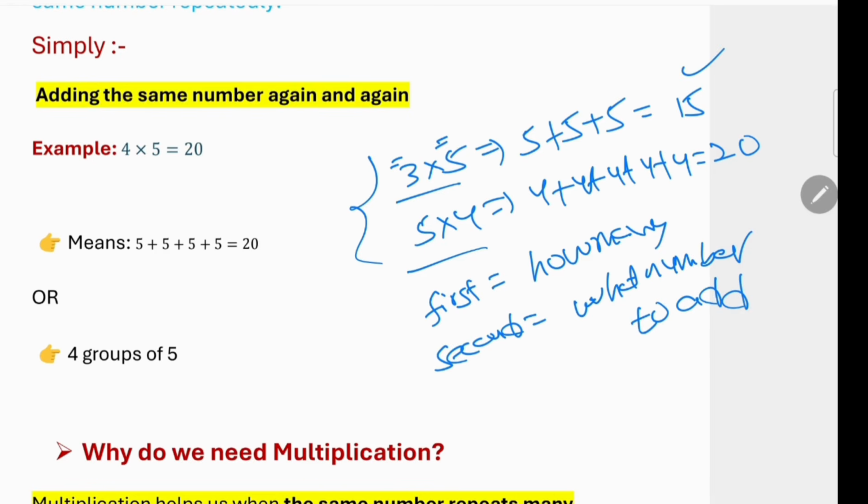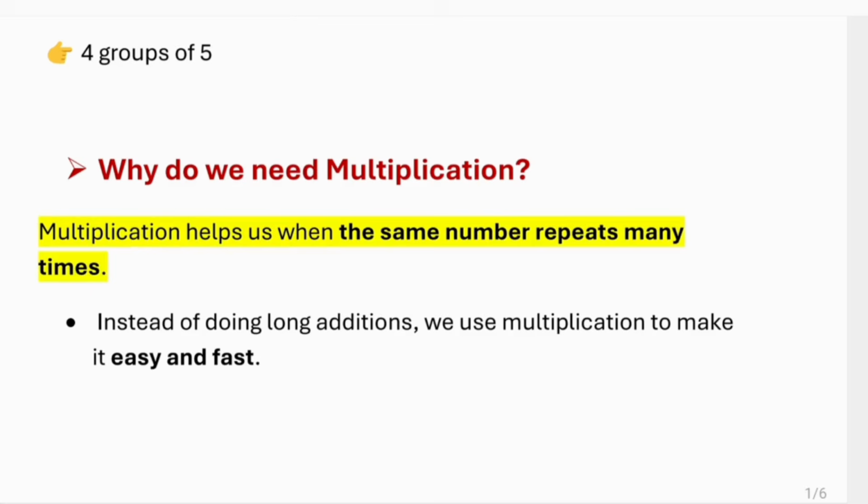In this expansion, the first number indicates how many times. That is 3. So, 5 is repeated 3 times. Is it clear? And the next one, why do we need multiplication?